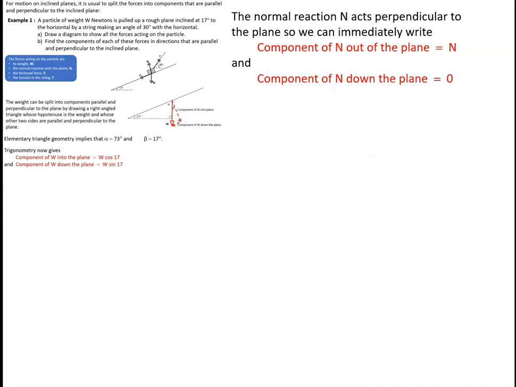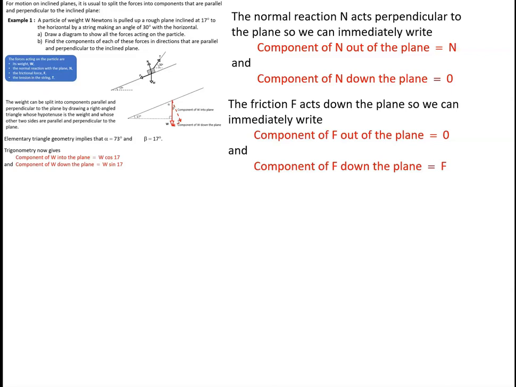Moving now to the normal reaction, N, that acts perpendicular to the plane, so we can immediately write down that the component of N out of the plane is equal to N, and the component of N down the plane or up the plane is equal to 0. Considering next the frictional force, we know the frictional force acts down the plane, so we can immediately write that the component of F out of the plane must be equal to 0, and the component of F down the plane is just equal to F.